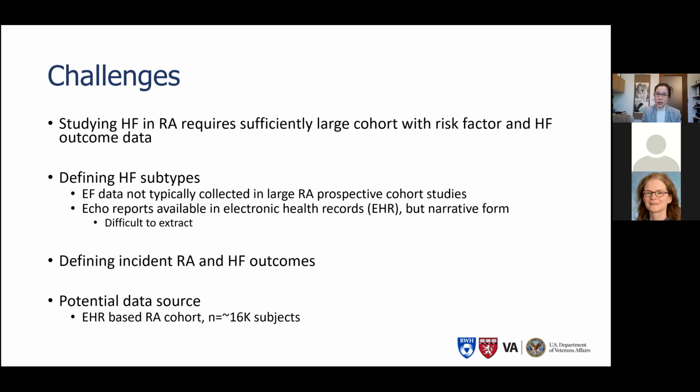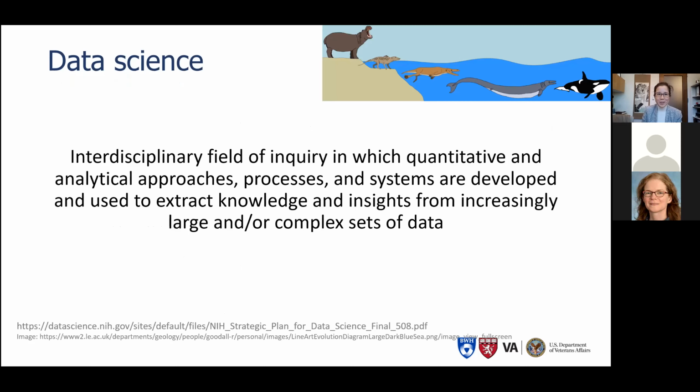Echo reports are available in sources such as the electronic health records, but they're in narrative form, so very difficult to extract. Otherwise, you'd have to review thousands of charts. Obviously, defining incident RA and heart failure outcomes is a challenge in any study. And so what I'm proposing here is that we look at a potential data source of electronic health record-based RA cohorts of 16,000 patients. I'm going to walk you through how we might do that in a few slides.